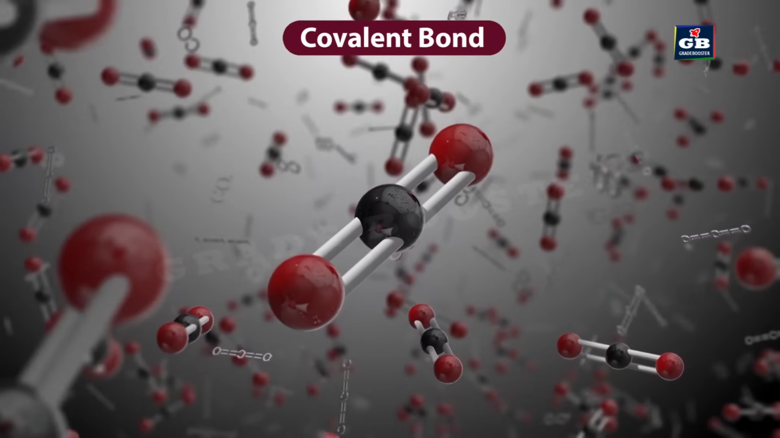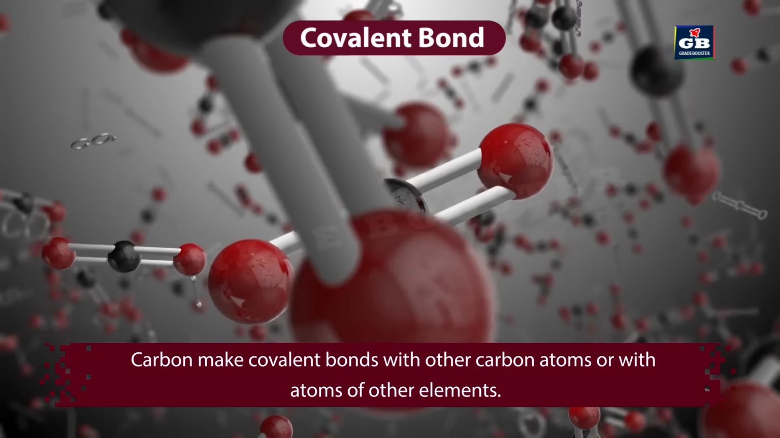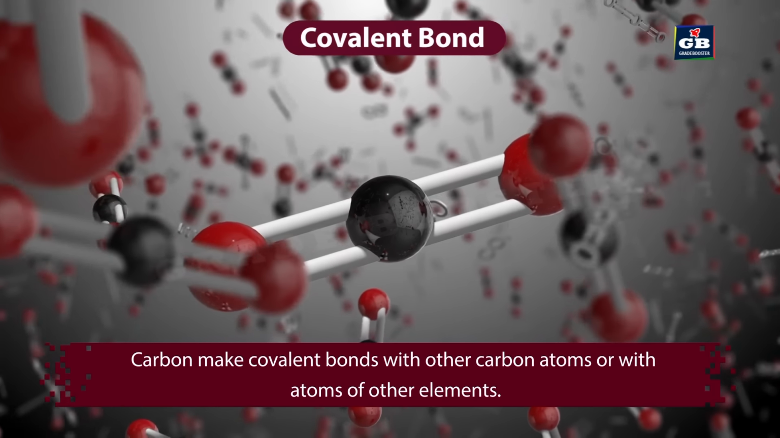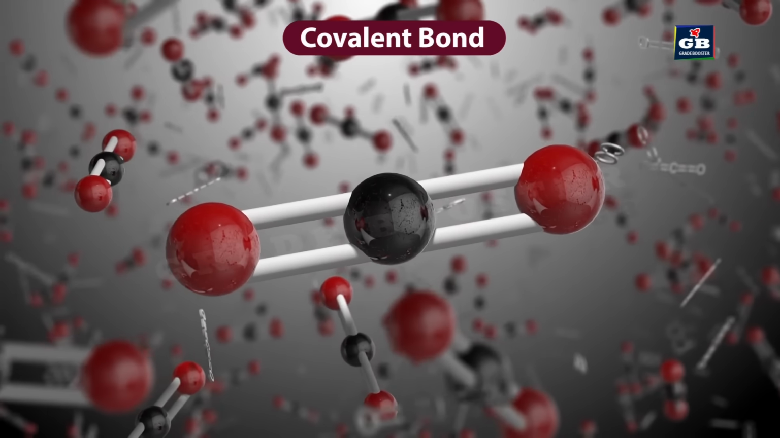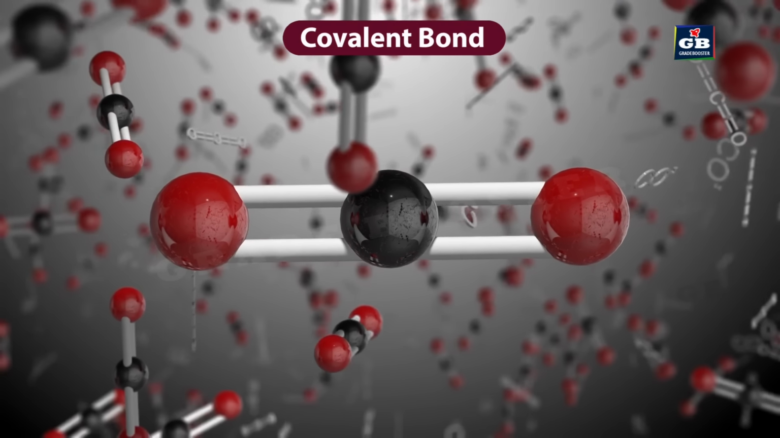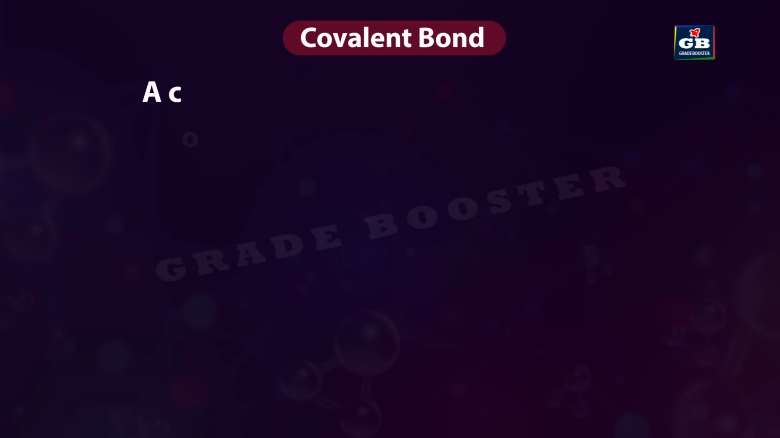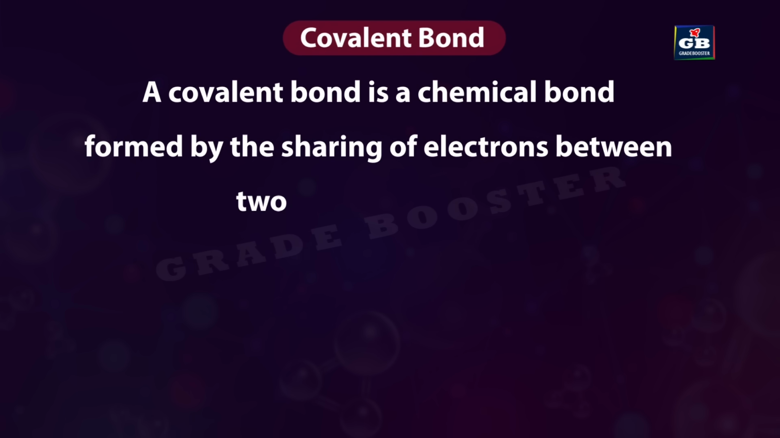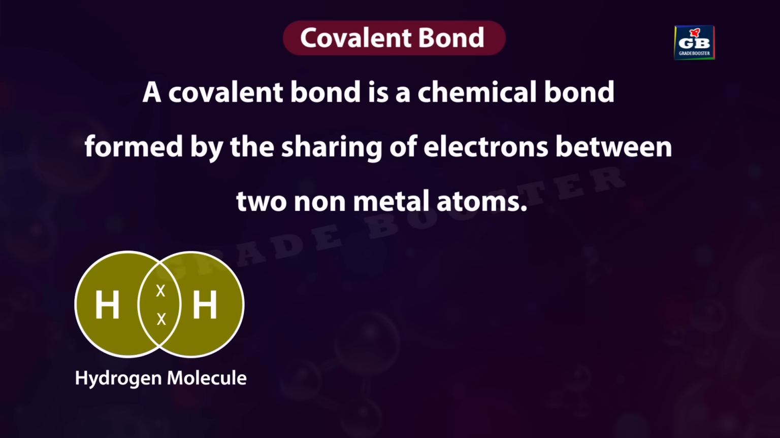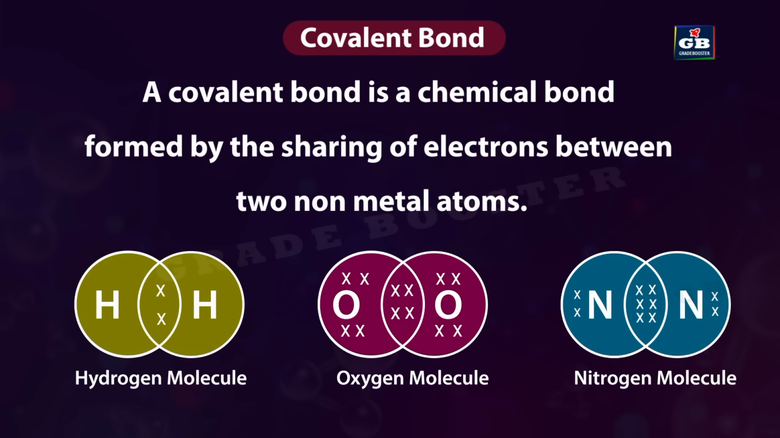Covalent bond. Carbon makes covalent bonds with other carbon atoms or with atoms of other elements. Before we see the covalent bond in carbon compounds, first study the covalent bond formation in hydrogen, oxygen, and nitrogen molecules. A covalent bond is a chemical bond formed by the sharing of electrons between two nonmetal atoms. Let us see covalent bonds in hydrogen, oxygen, and nitrogen molecules.